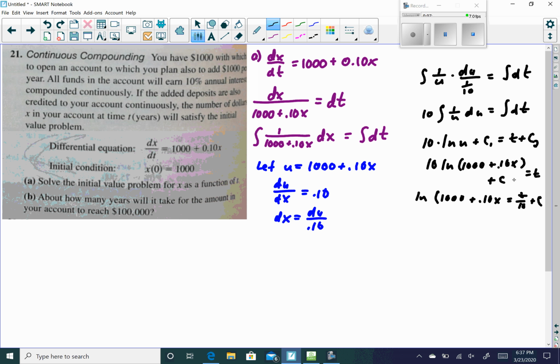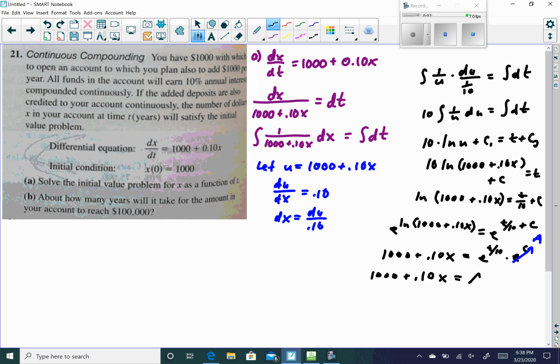So at this point, I'm going to take a base of e, so we're going to have e to the natural log of 1,000 plus 0.10x is going to equal e to the t over 10 plus c. So then we just get 1,000 plus 0.10x is going to equal, separating this, e to the t over 10 times e to the c, and we'll just call that a. So now we'll get 1,000 plus 0.10x is going to equal a times e to the t over 10.